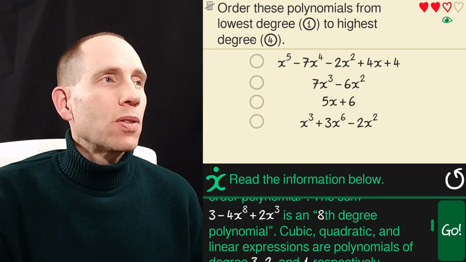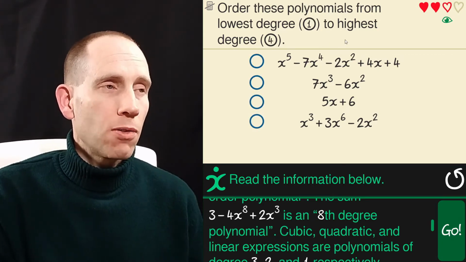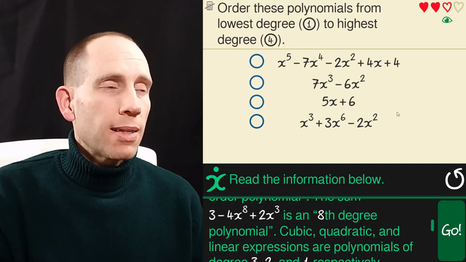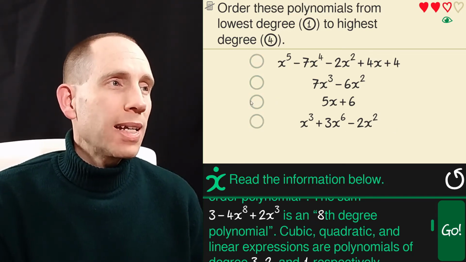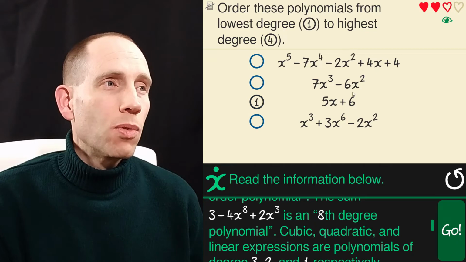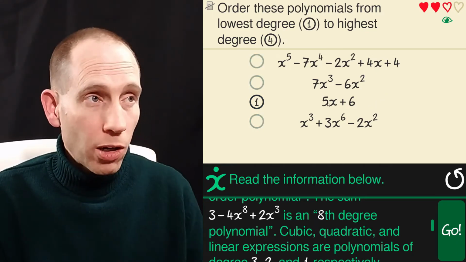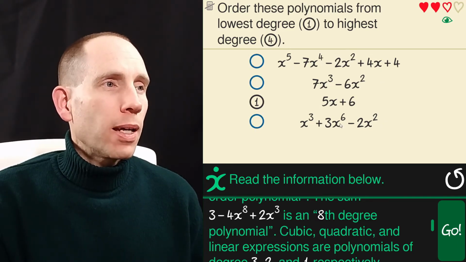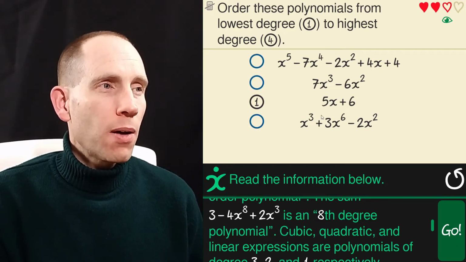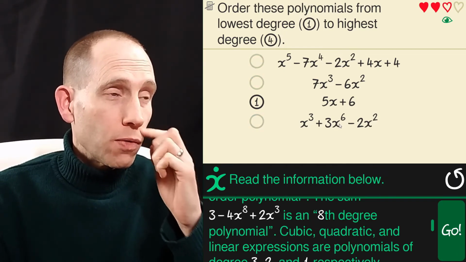So what have we got to do here? Order these polynomials from the lowest degree to the highest degree. So I'm looking at these and thinking, which one is the lowest order polynomial? Well, I've got a linear expression here, and the rest have all got powers in them, so that's looking like the lowest one. That's a polynomial of degree 1. And then what have we got here? This one, the highest power on these terms I can see is a 6. So this is going to be a polynomial of degree 6.